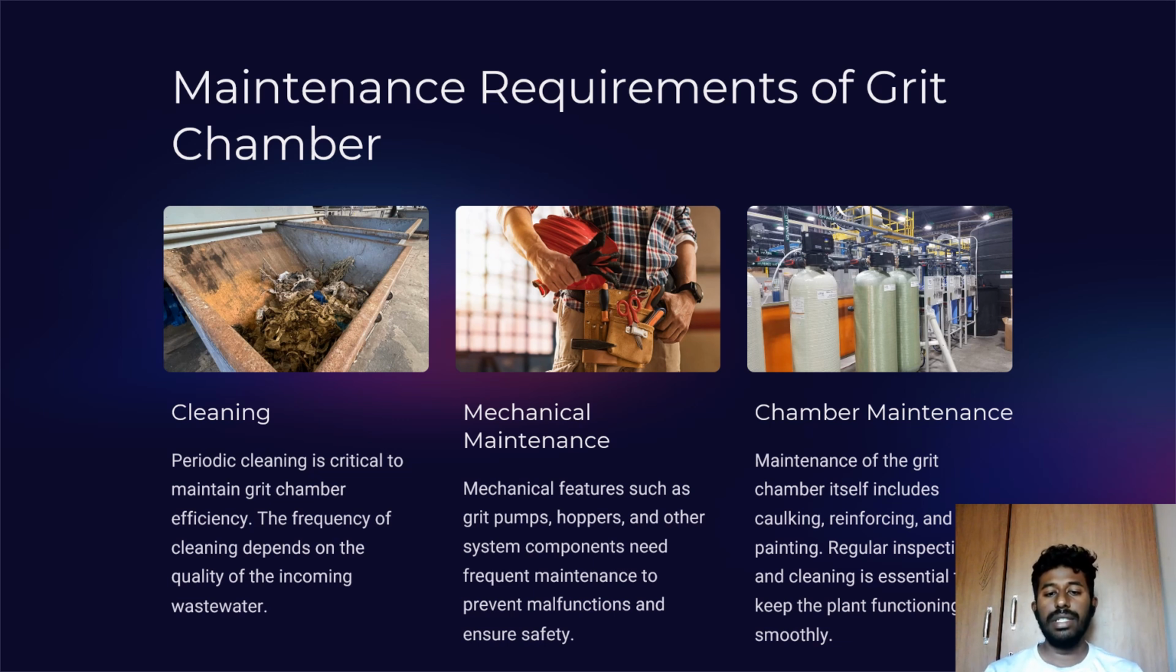Mechanical maintenance. Mechanical features such as grit pumps, hoppers, and other system components need to be frequently maintained to prevent malfunctions and ensure safety. The last one is chamber maintenance. Maintenance of the grit chamber itself includes reinforcing and painting. Regular inspections and cleaning are essential to keep the plant functioning smoothly. So moving on to the next.